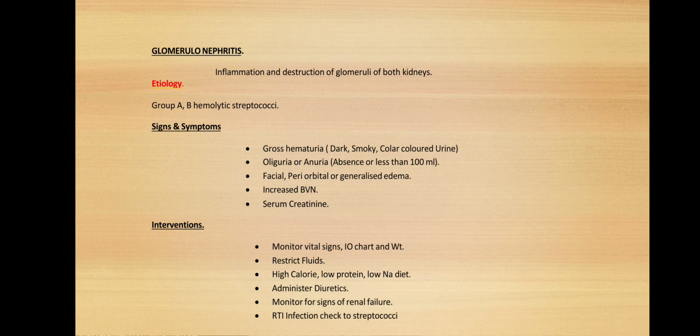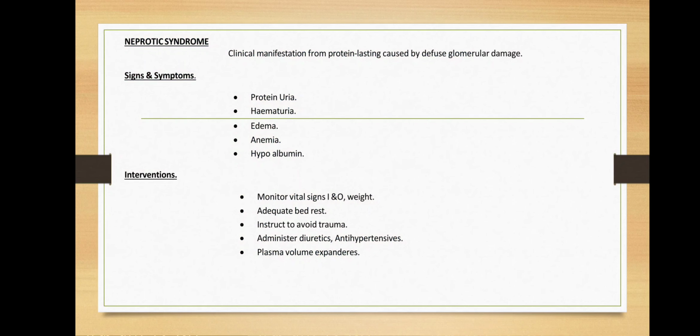Interventions: we want to monitor vital signs. The patient will mostly be hypertensive. Intake and output of the patient to be recorded. Restrict the fluid diets; high calorie intake, low protein and low sodium diet. We want to administer diuretics to the patient. Monitor the signs of renal failure, RTI infection, check for streptococci infection like streptococcus group A or group B infection in a respiratory tract infection.